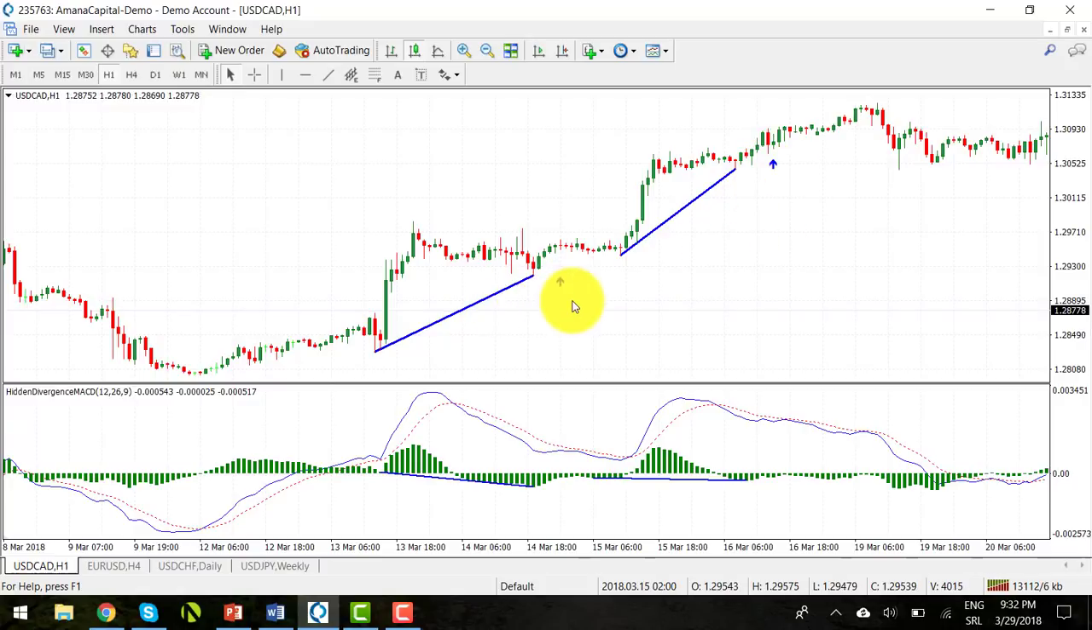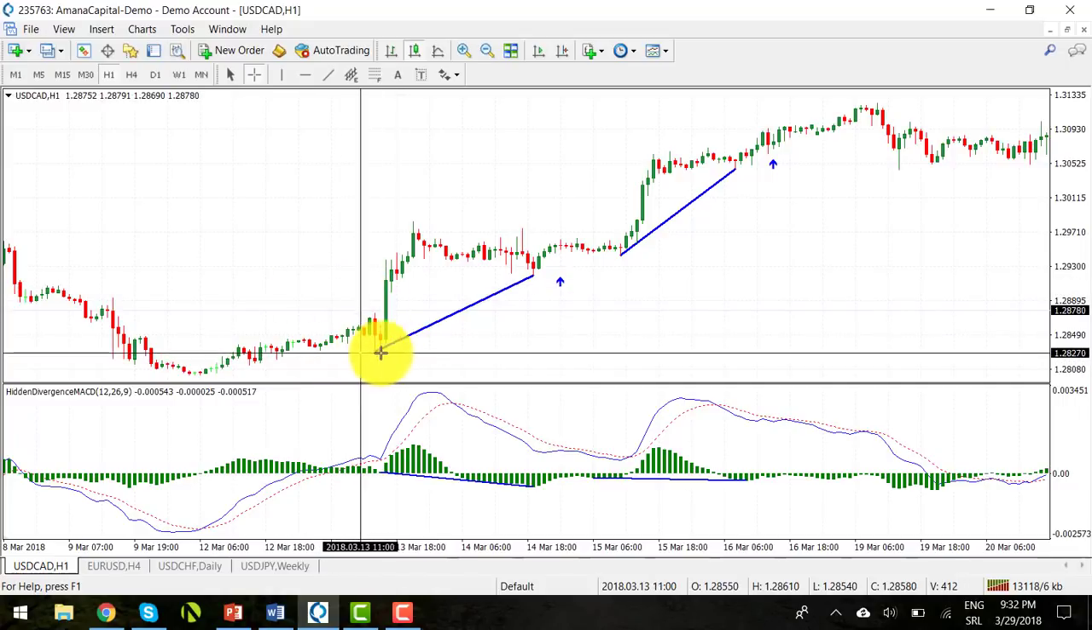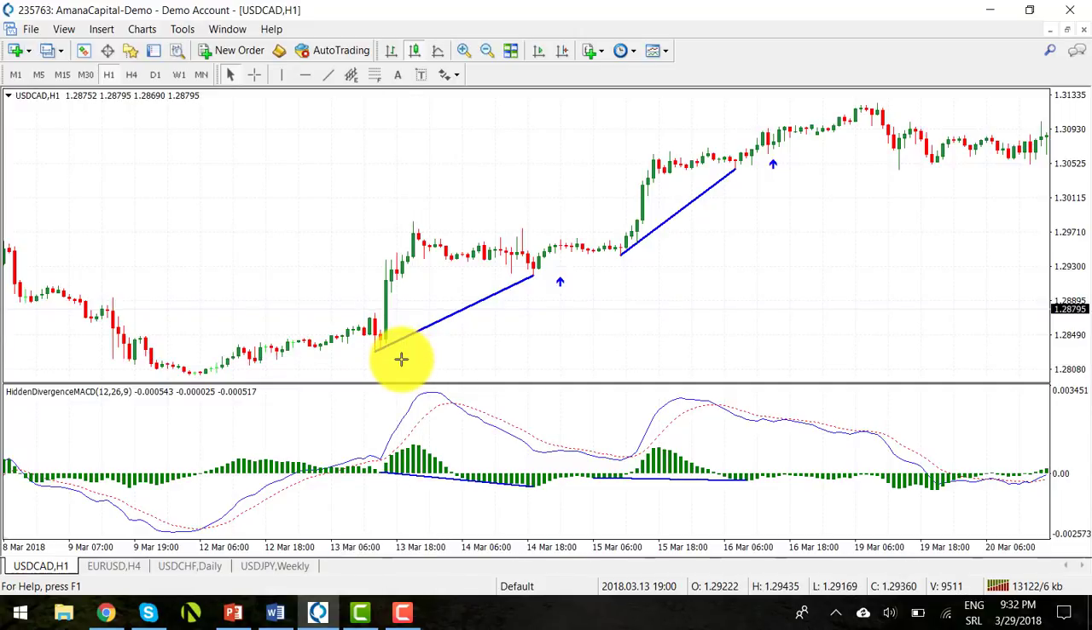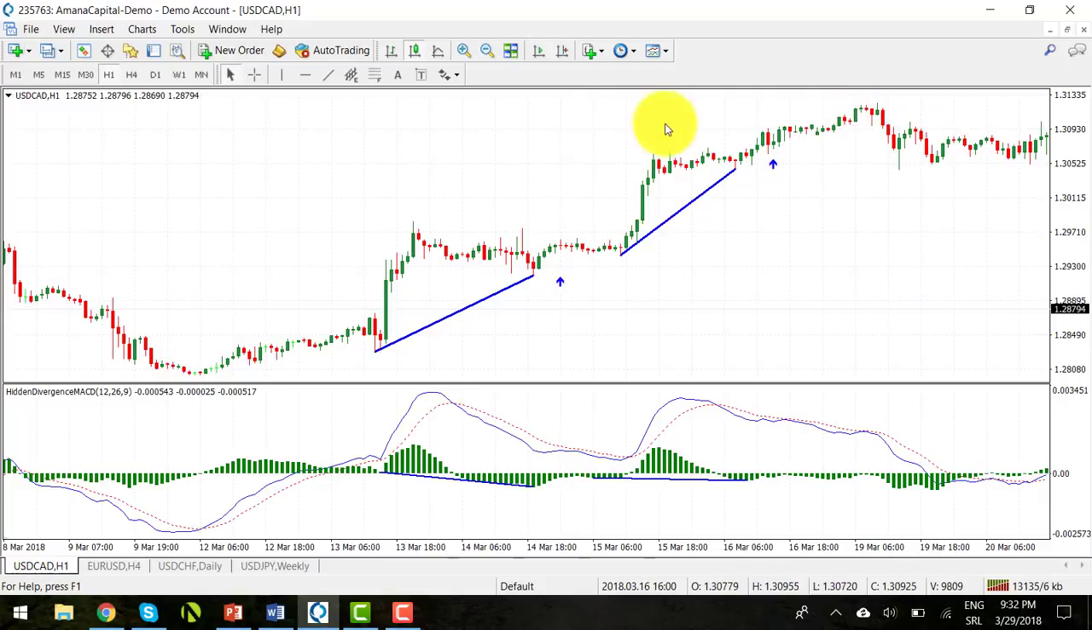So in this case, we would place our stop loss order just below the recent swing low, which is located here, and as you can see, it would make for a profitable trade because the prevailing uptrend continued for a long period after we entered our trade. So we would actually make around 200 pips on this trade.